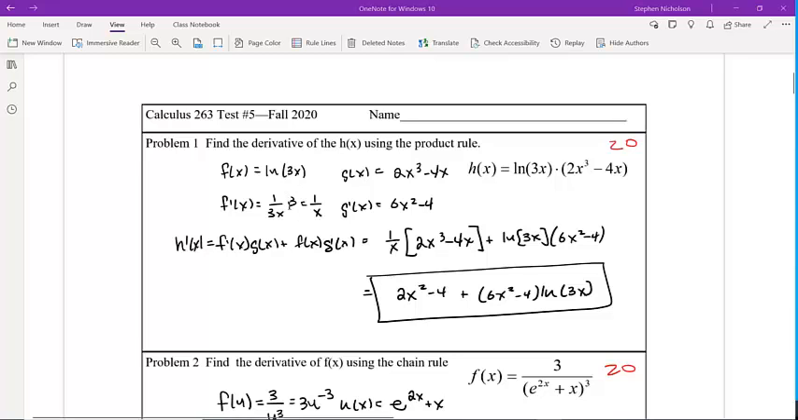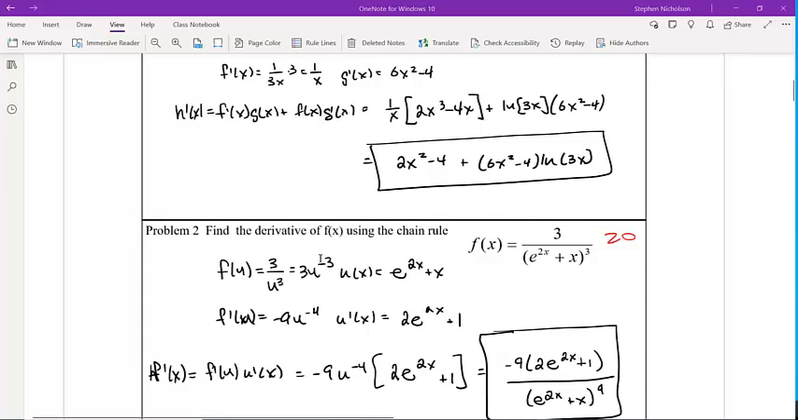So either way, nobody did it the second way that I told you about. So you get f prime of x times g of x plus f of x times g prime of x. Each one of these terms here in this square bracket has a factor of x, so you can simplify it down to 2x squared minus 4. So a fair amount of you forgot to see that simplification.